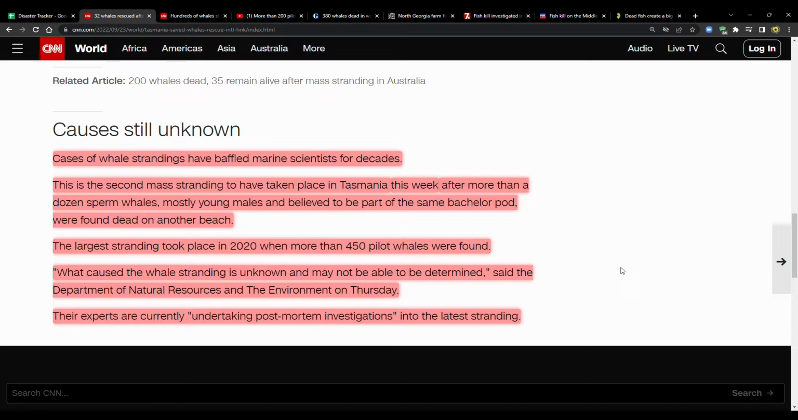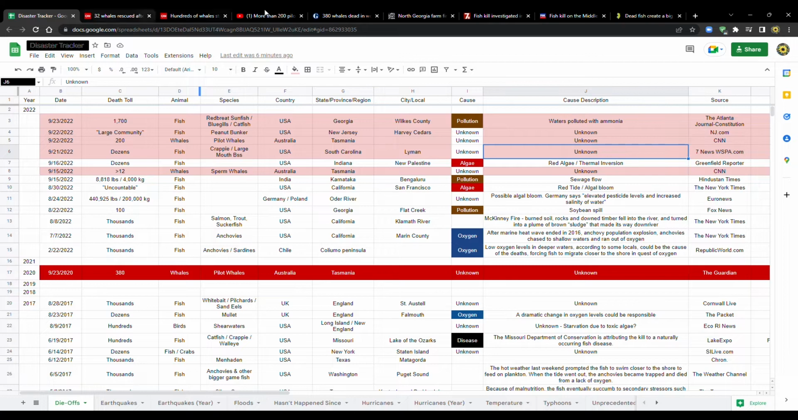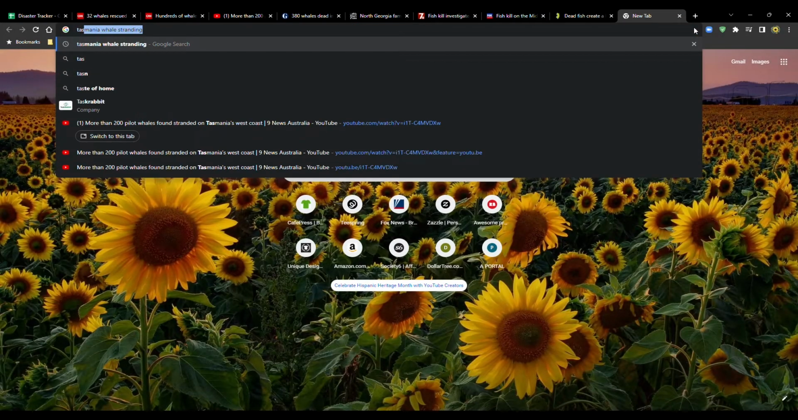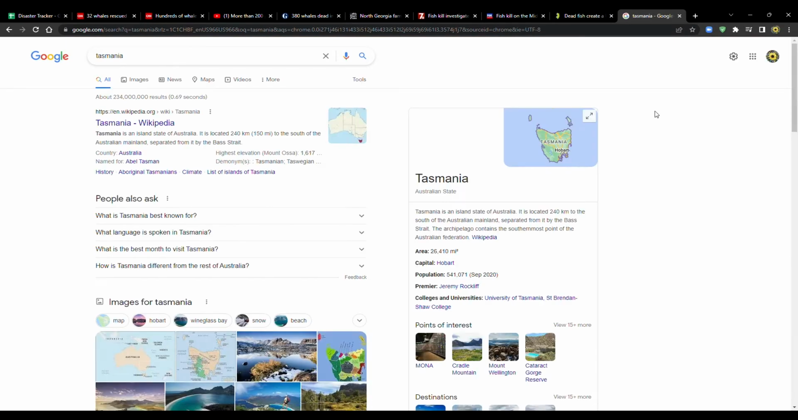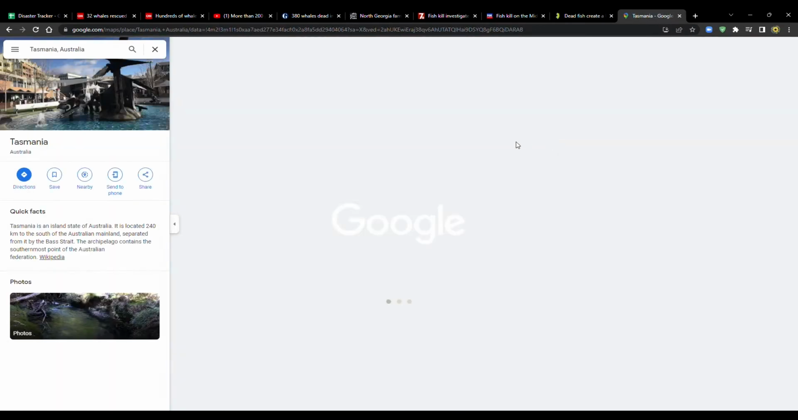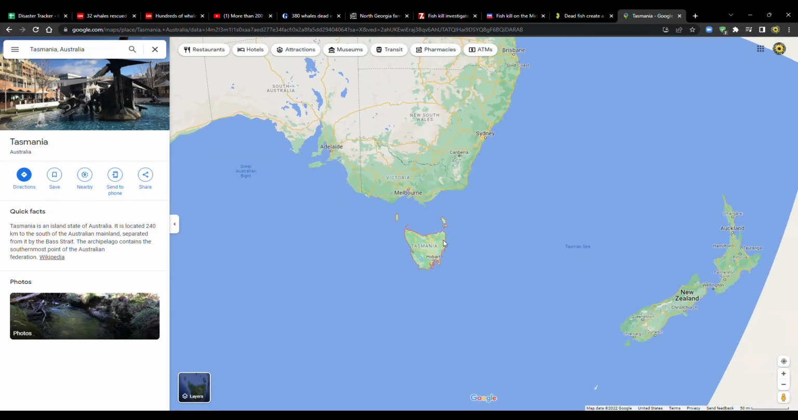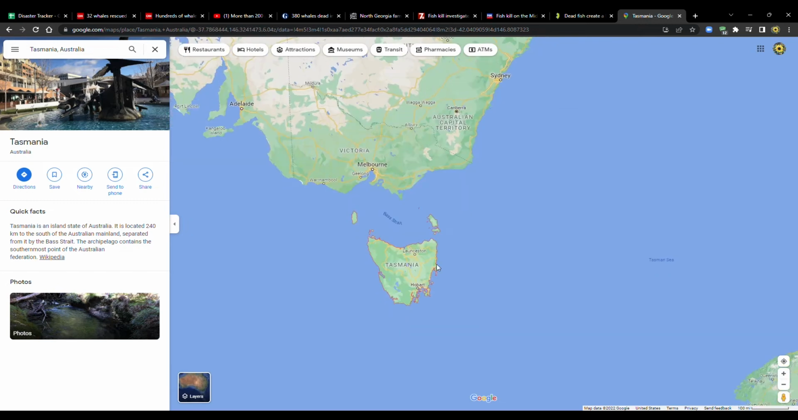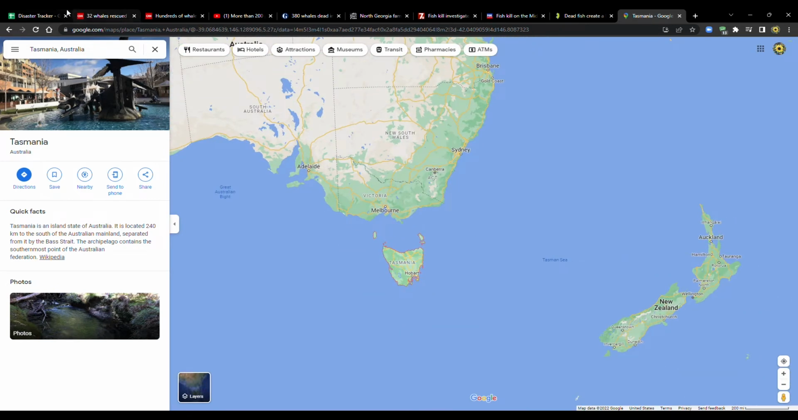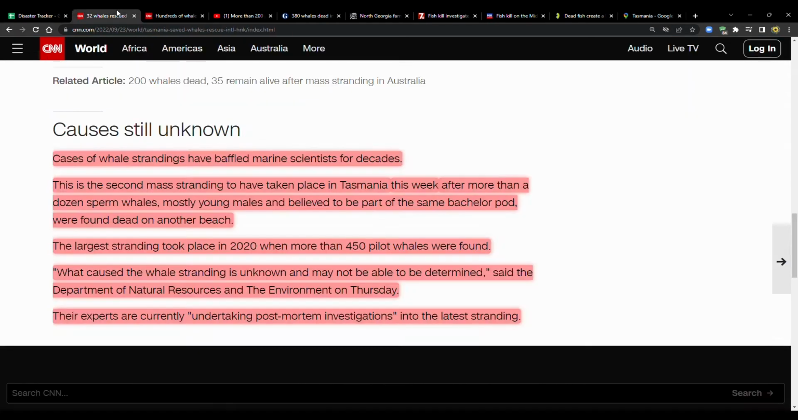So there's two strandings, and I have them on here. I'll look at the details here in just a minute. Let's look up, just in case you're not familiar where Tasmania is. Tasmania is part of Australia, and it's a little island right here, just off the southeastern tip of Australia. So this is where it took place, okay? Tasmania.